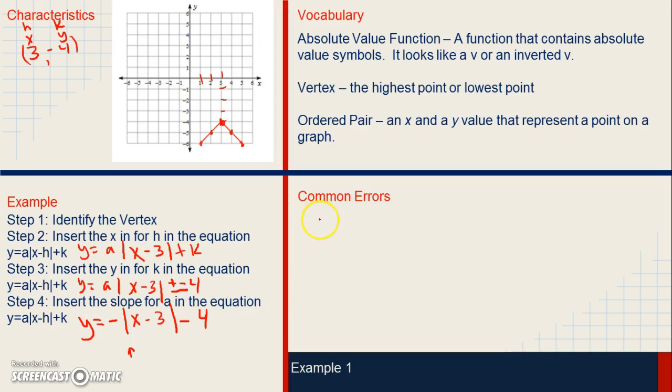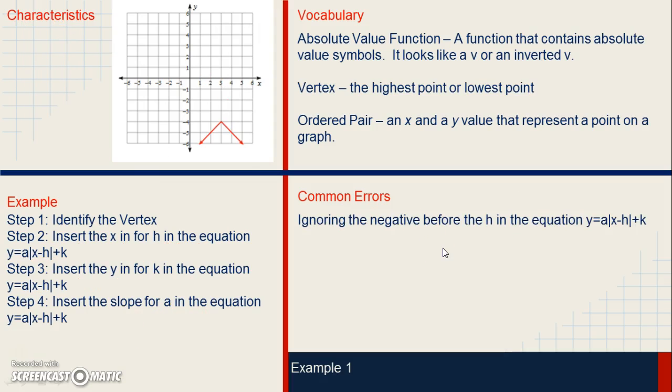Some common errors are to find your vertex and then just plug it in by saying, oh, y equals negative absolute value of x plus 3 because this is a positive 3, minus 4 because that's a minus 4, and that's wrong. You can see that the plus should have been a minus. So remember, it's x minus h in our formula. Make sure that whatever the sign is here, it's the opposite. You'll see another example where x is negative, and we'll show you how that works up next. Common errors we just talked about: ignoring the negative before the y in the equation.